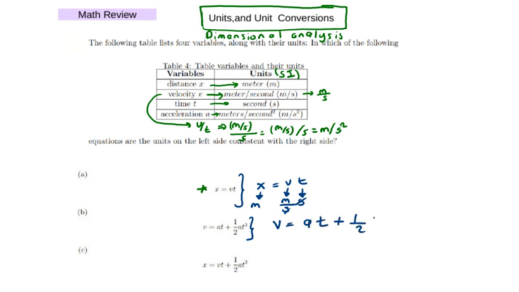Good. The second one, I'm going to do the same. I'm putting in the units. Velocity is equal to acceleration times the time plus 1/2 acceleration times time cubed. Units: meters per second squared times second. Here I can keep the number. In this case, I'm doing the dimensional analysis. The number doesn't matter. I'm only looking at whether the units are in agreement, right?